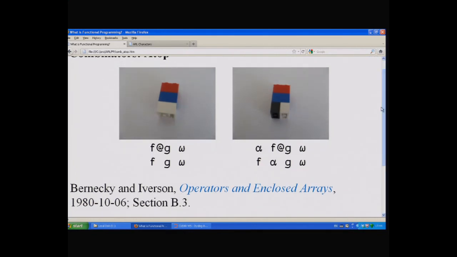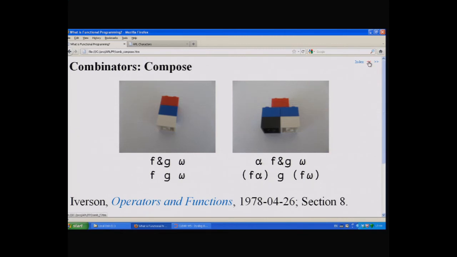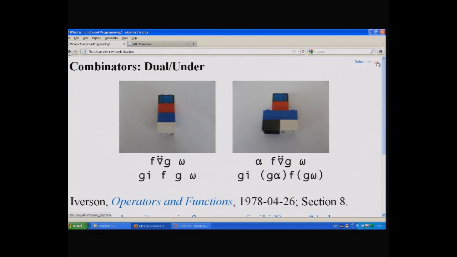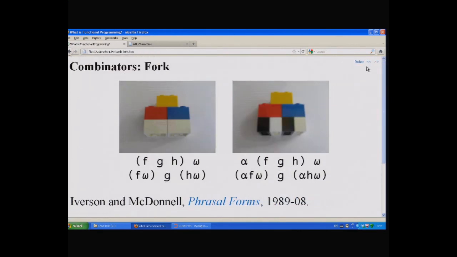You notice the 2-year gap between the definition of this. This is first presented, as far as I can tell, in 1980. Whereas this composition was defined in 1978. So Ken does work slow, but he produces good results. And then 9 years later, came up with fork.